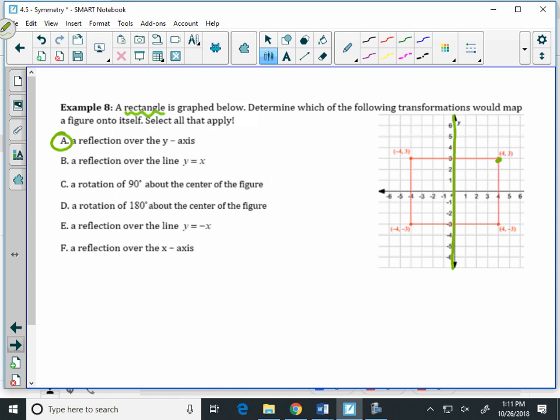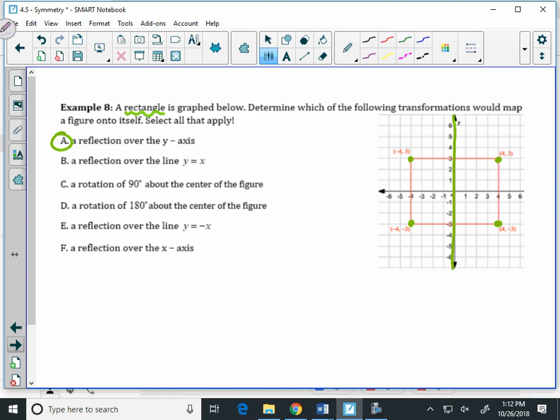1, 2, 3, 4. 1, 2, 3, 4. Yep. And if we do the -4, -3 and reflect it, 4, 1, 2, 3, 4, it matches up. Same thing with the point -4, 3. Move it over. 4, 1, 2, 3, 4. It maps up onto itself. All the corners map up with another corner. We can reflect it over that line and it will map up onto itself.